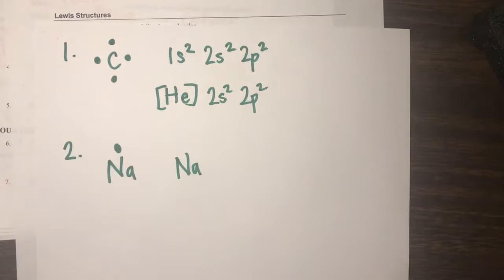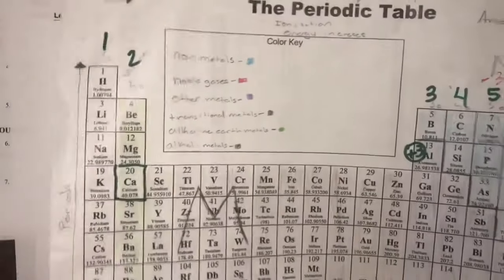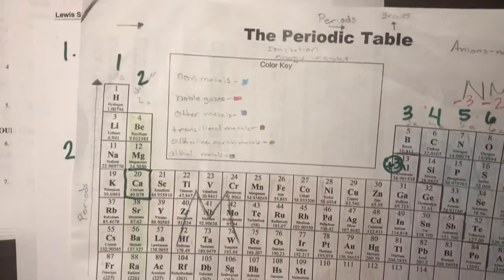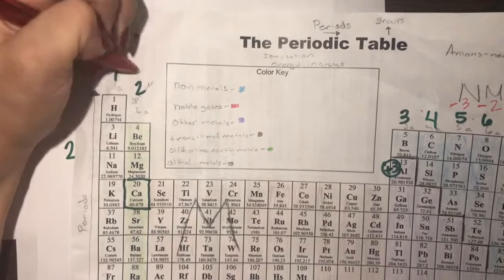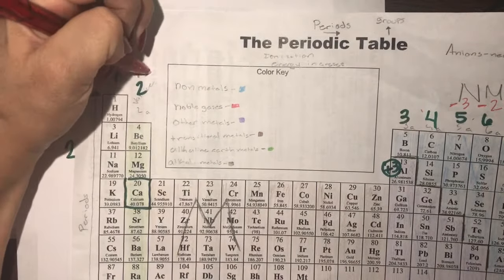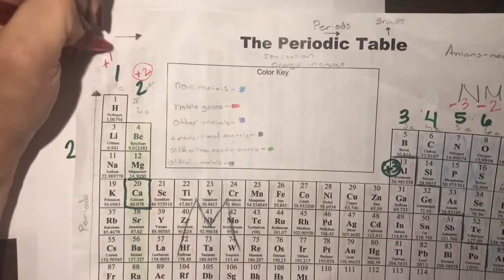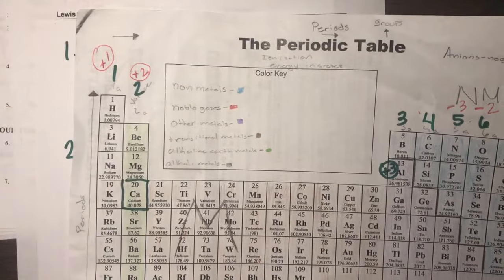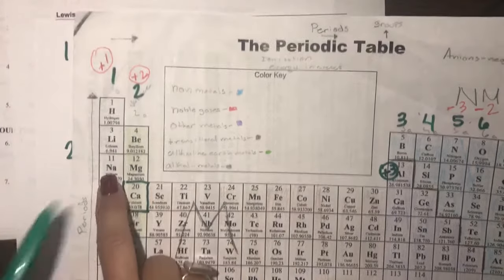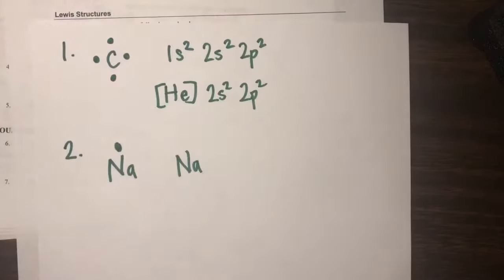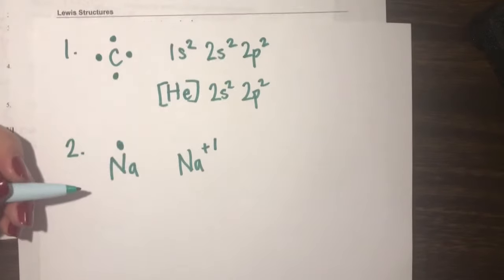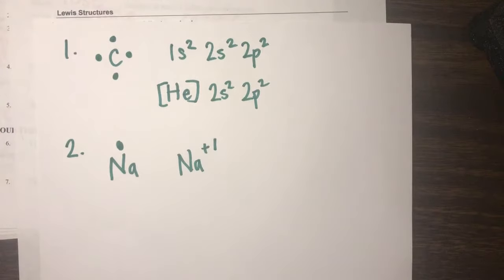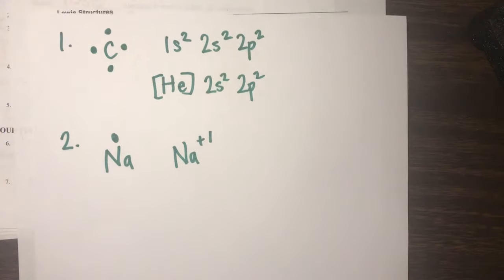Just put the charge, so the oxidation number for sodium is +1. This one's +2. Those are oxidation numbers, or the ion is the charge. So for sodium, I just put +1. I'll do one more with you. Oh, let me do the electron configuration.